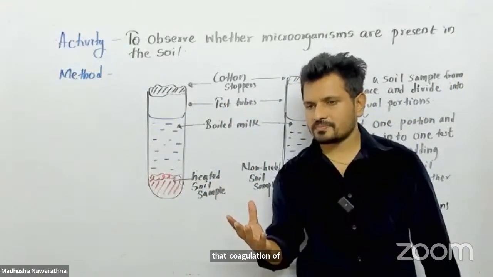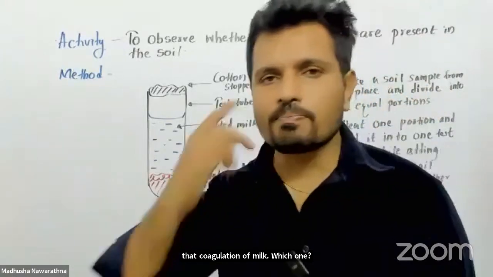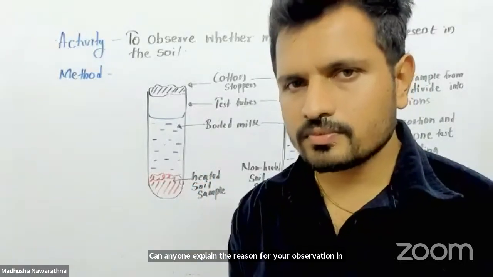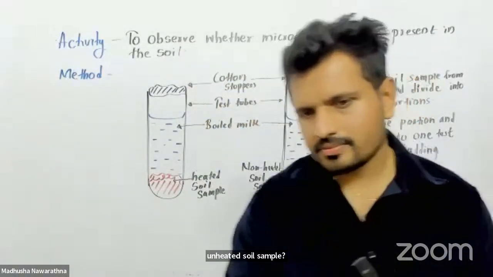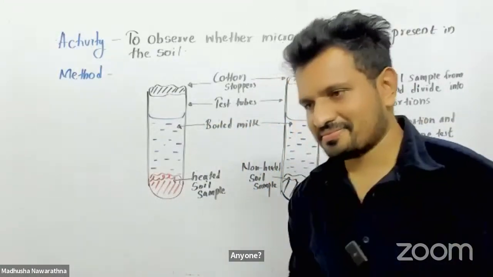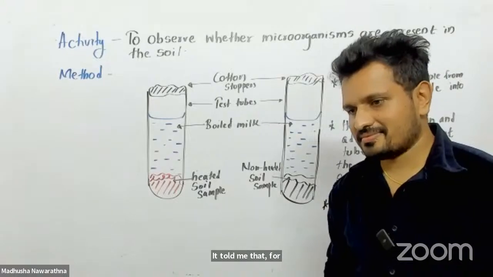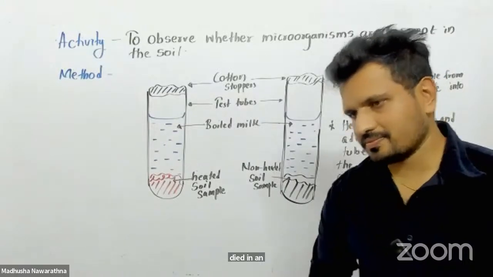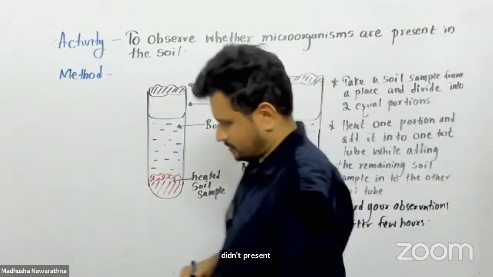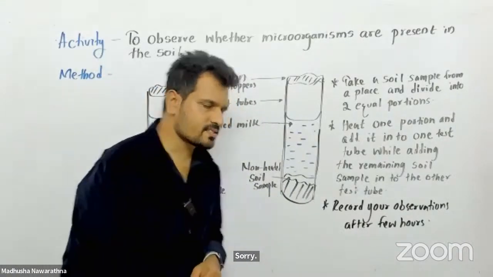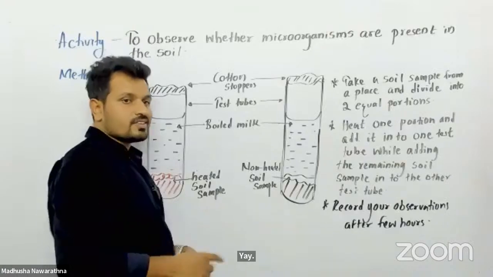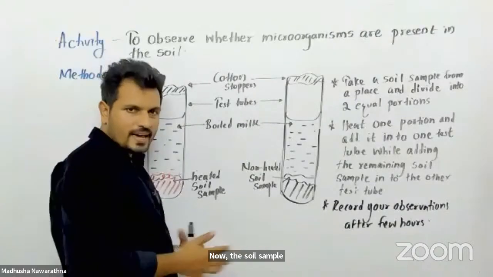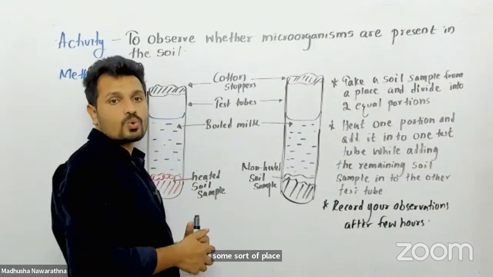Which one? Unheated soil sample. Can anyone explain the reason for your observation in the unheated soil sample? Anyone? The microorganisms. Microorganisms in the soil died in the heated soil; the heated soil sample didn't have the microorganisms. Yeah. Perfect answer. Right. Now, the soil sample which you took from some place contains some microorganisms.